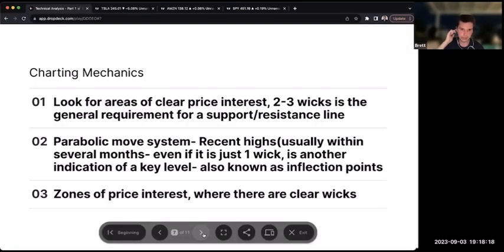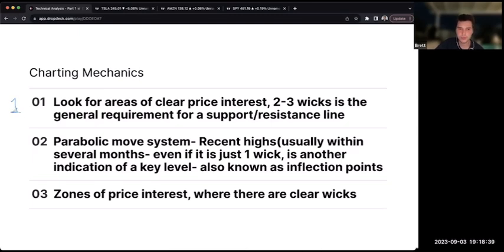So now we're actually getting into the nitty-gritty. We went through the basics, and now we're going into the more advanced topics of charting mechanics. There are three things that I look for. The first thing is I'm looking for areas of clear price interest. Two to three wicks is the general requirement for a support or resistance line. This is the first rule, the first rule of me charting a level. It's the first thing I look for.